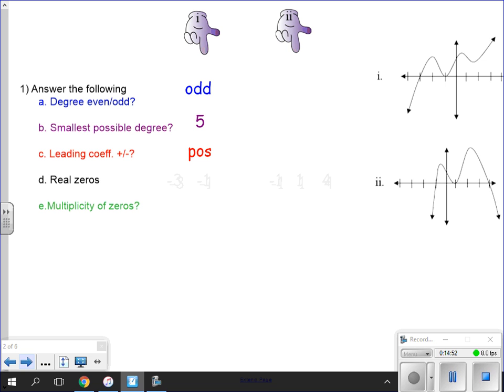Okay, the number of zeros I have. I should say the number of real zeros I have, because there's a difference between the number of zeros and the number of real zeros. The number of real zeros I have is how many times it crosses or touches the x-axis, because everywhere it crosses or touches, I have a zero. How many do I have? Two. I've got two.